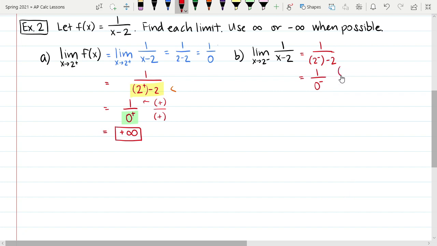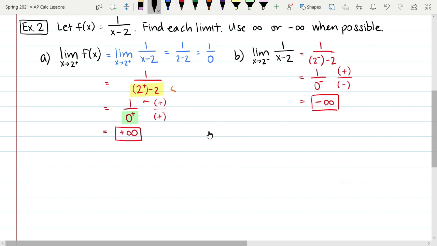So now I have a positive divided by a negative, which means I'm going to get a negative. And then again, because I have a constant divided by a number very close to 0, that's going to give me infinity. So therefore, this one-sided limit is negative infinity.